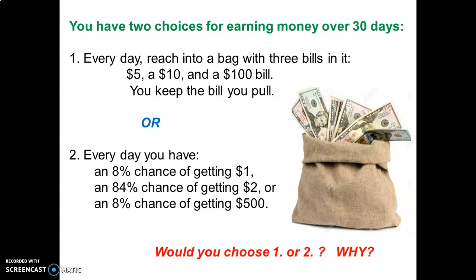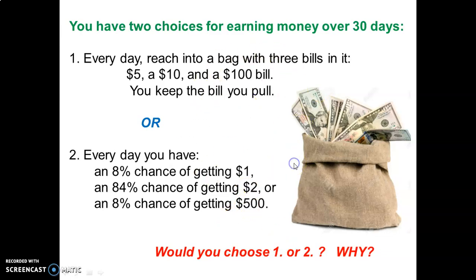The second way for you to earn money is this. Every day you have an 8% chance of getting $1, an 84% chance of getting $2, or an 8% chance of getting $500. So it's very clearly most likely you will get a $2 bill, and then a small chance it'll be a $1 bill or 500. Which option would you choose for 30 days?